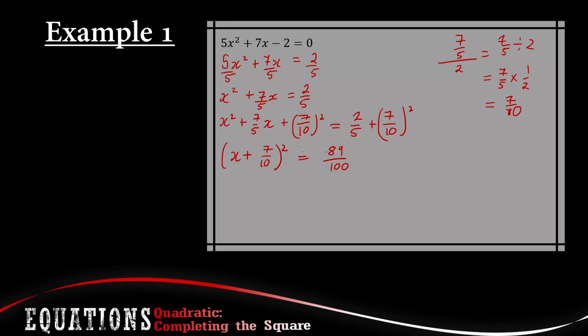Now that it is in its completed square form, we can start to solve for x. To get x on its own, there are two things we need to get rid of. We need to get rid of the square by taking the square root on both sides, and then we need to get rid of this 7 over 10 by taking it over to the other side.